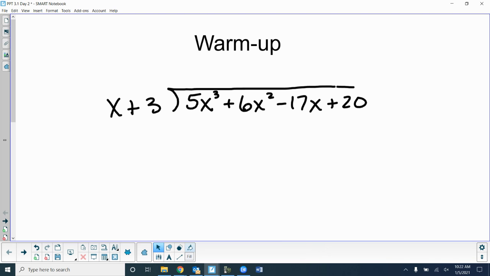Okay, first of all, is it all set up right, or do I need to add any zeros? Good? Okay. Yeah, I got an x cubed, so there should be an x squared, which there is. There should be an x, yes, and a constant. But if something was missing after that x cubed, we should add 0, whatever's missing.